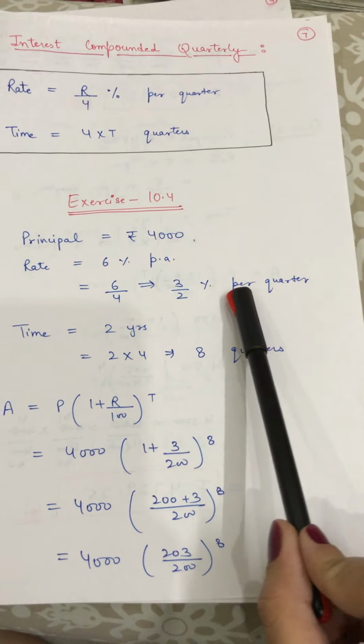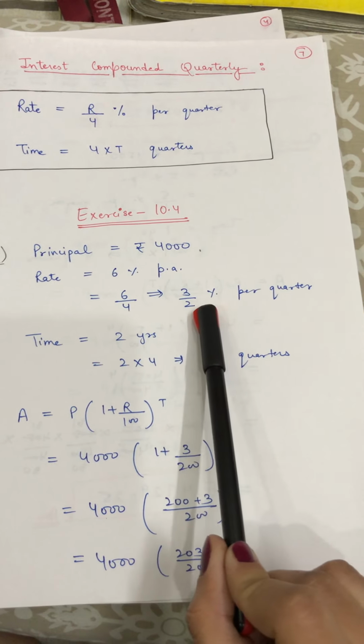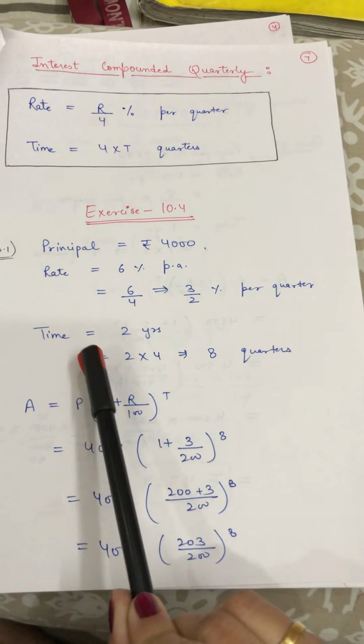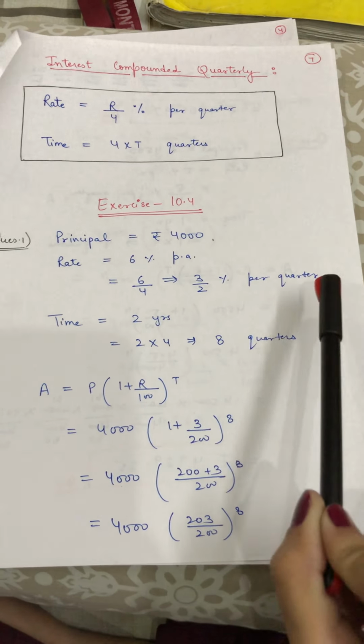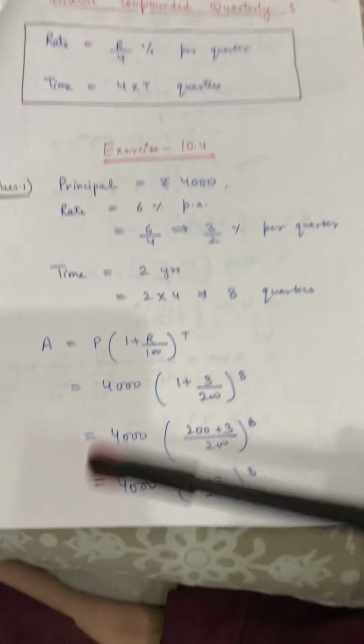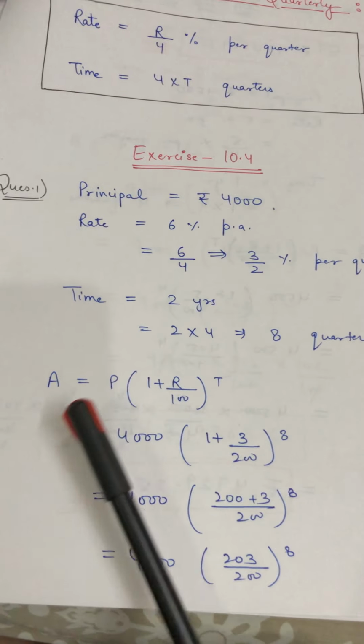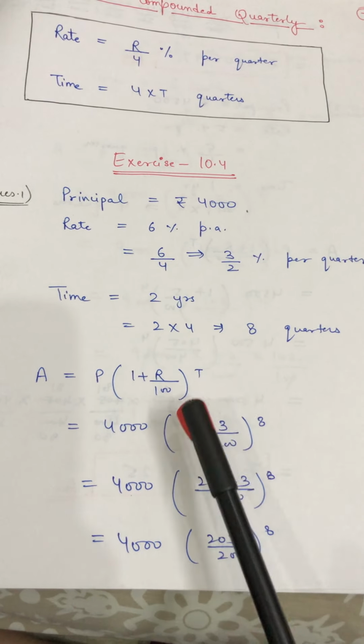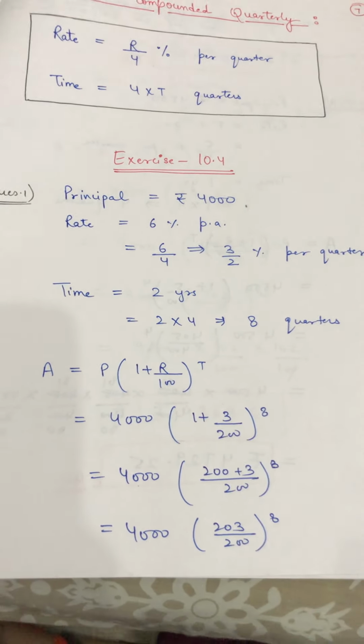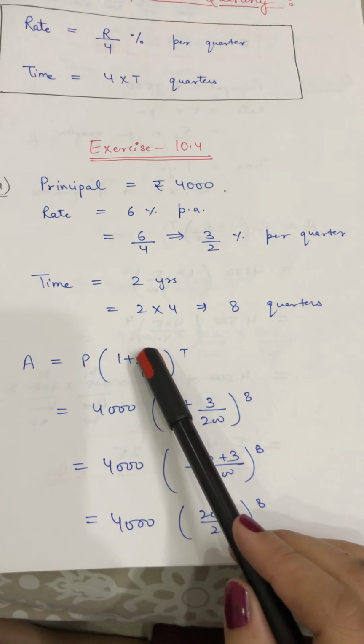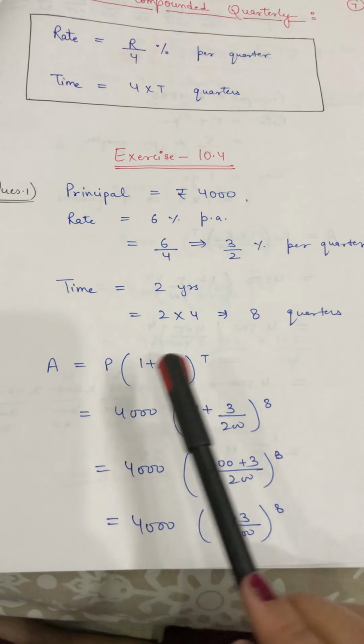Now you have to mention here rate is equal to percent per quarter, time is in quarters. Mention these two units properly. The rest of the formula is the same. Amount is equal to P times 1 plus R upon 100 raised to power T. Then put the values of R, P and T.